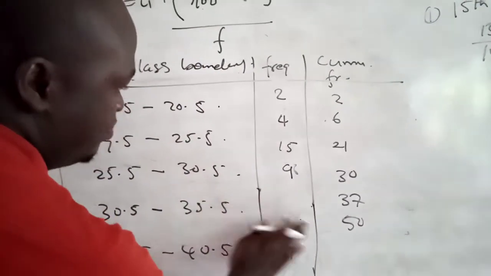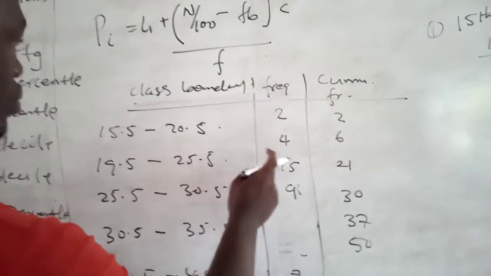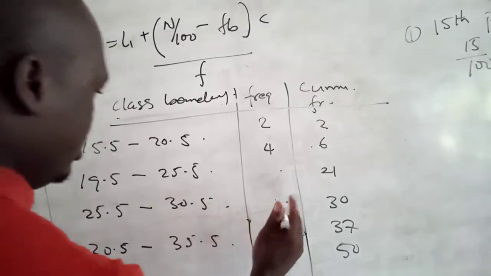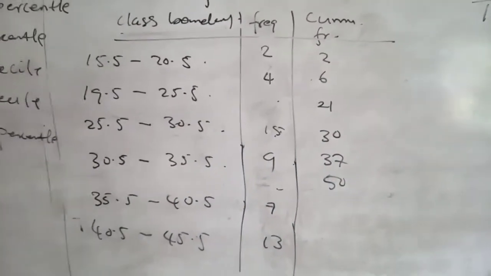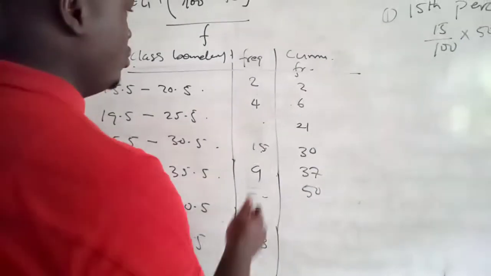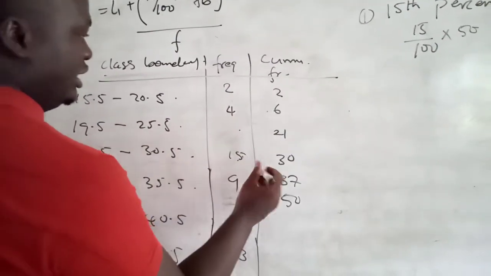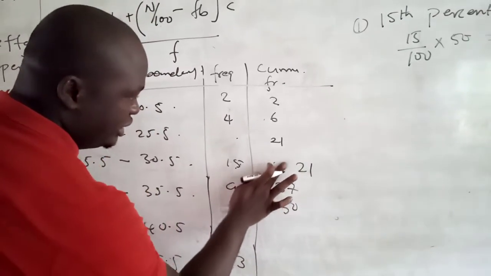I think I've skipped a lot of things. So this is 2, 4. So this should be 15 and 9. This should be 15 and this one is 9, right? Good. Then the next thing is under cumulative frequency. This is 2. The next thing is 6. The next thing is what? 21. Here should be 21, right?